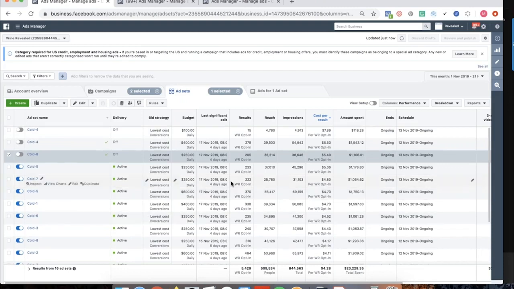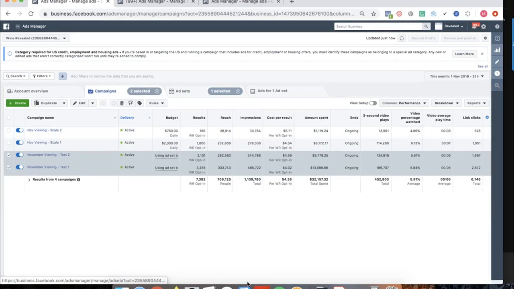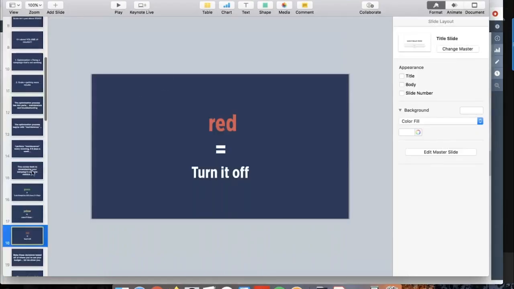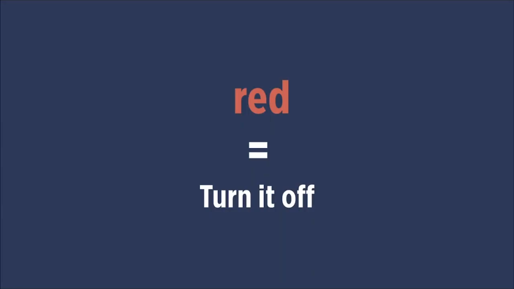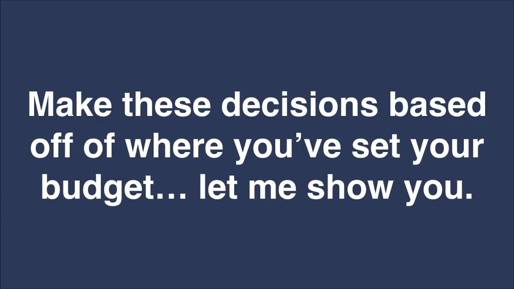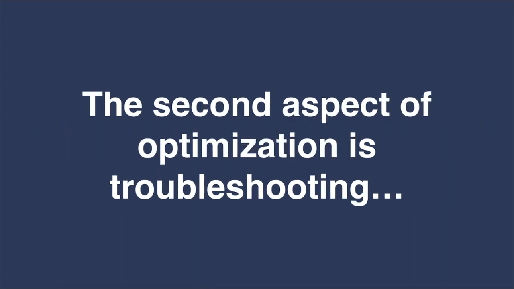So really simple. The maintenance part of this just looks like logging in here once a day and looking at all of your campaigns, whether at the ad set level or the campaign level, like I just discussed, and making your decisions based off of this green-yellow framework that I've given to you, and based off of the success metric that best reflects your campaigns. So make these decisions based off of where you've set your budget.